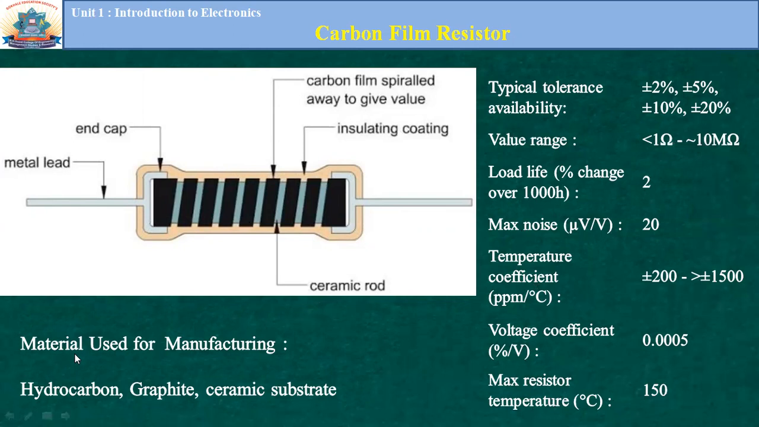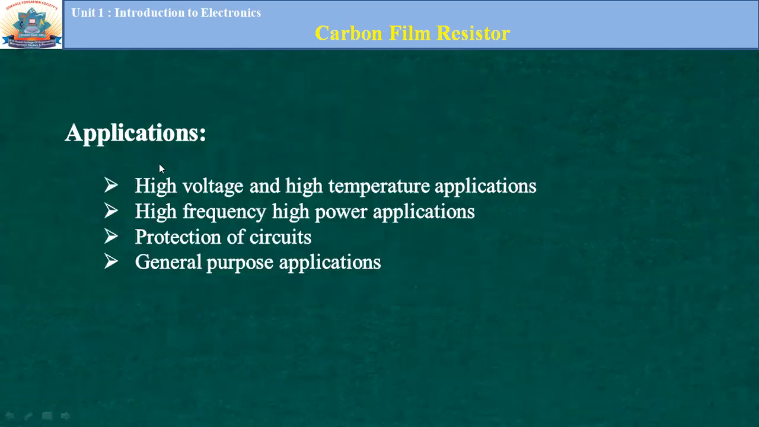The manufacturing of this type of component can be done with materials like hydrocarbon, graphite, or ceramic type of substrates. Applications are high voltage and high temperature applications, high frequency, high power applications, protection of circuits, and general purpose applications. So mostly this type of resistor is used for high power consuming applications.